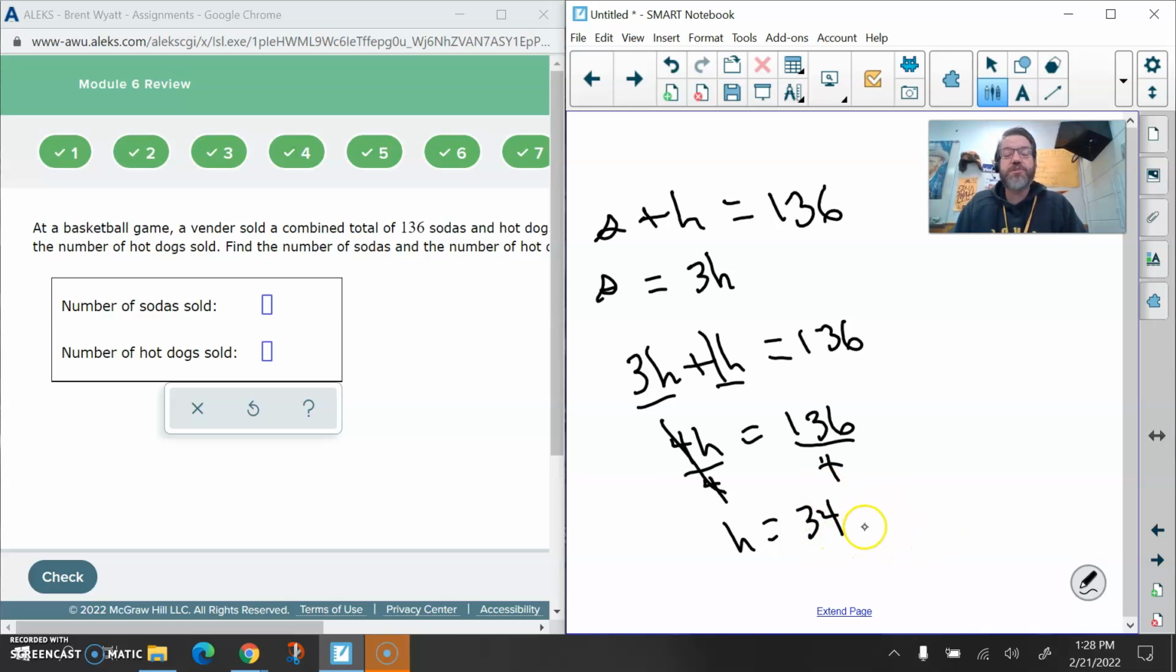So since H equals 34, that means there were 34 hot dogs that were sold. See how nice it was that I used H for my variable? Now, if you want to find S, you have 2 choices. You can either take 3 times 34, the number of hot dogs, or you can subtract 34 from 136, which I think would be easier, and you find out there are 102 sodas then that were sold.